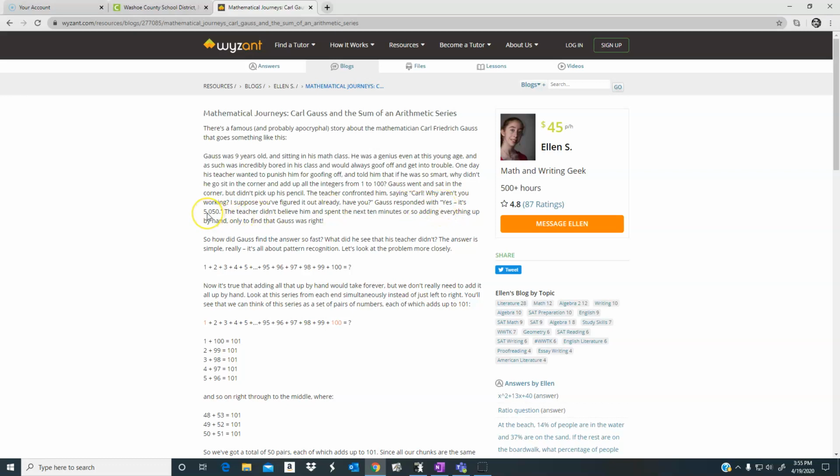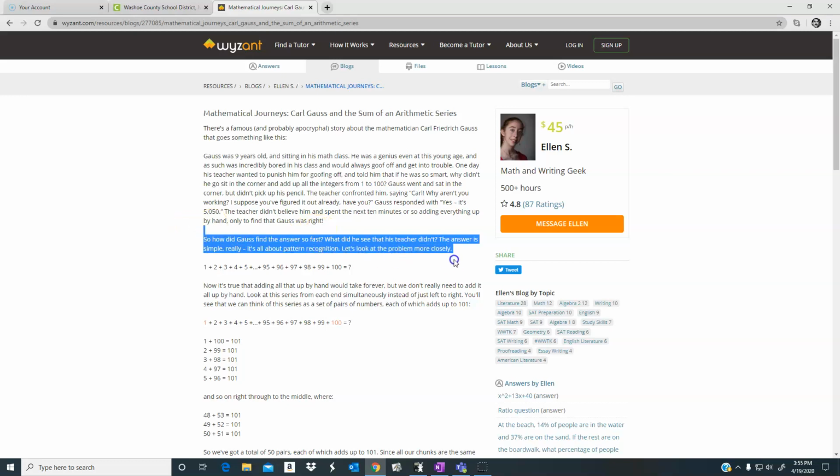The answer is 5,050. The teacher couldn't believe it, and he spent the next 10 minutes or so adding up the stuff by hand. Okay, poor guy had to add it up by hand, only to find out that Gauss was right. So here's the point.